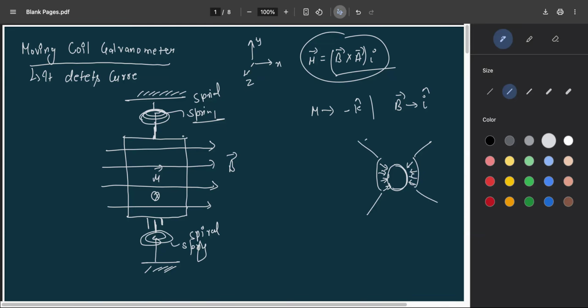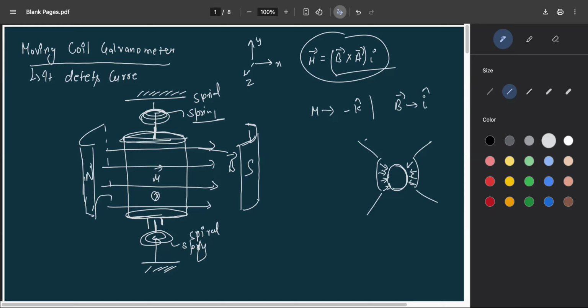Now assume I'm just changing it to the circular shape instead of calling it a square. Now this is a coil, and assume there is a coil here also. Let's call one pole south and the other north. This kind of thing we are going to get. From the top view, this will look like this.